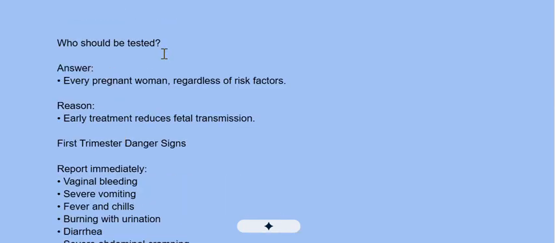HIV screening. Who should be tested? Answer: every pregnant woman, regardless of risk factors. Reason: early treatment reduces fetal transmission.